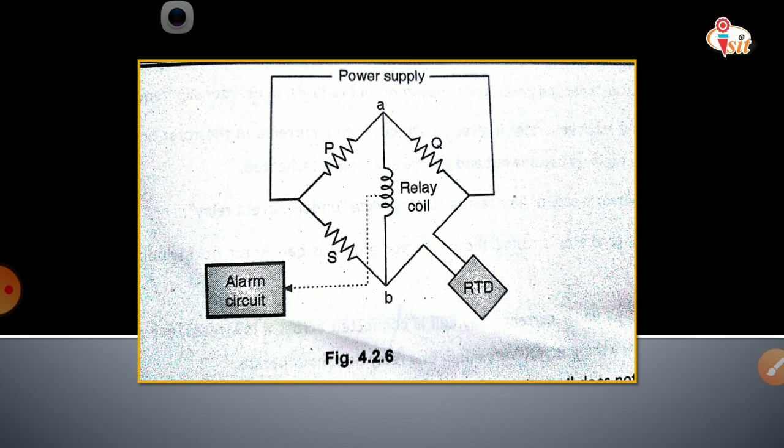When it becomes very dangerous or harmful, it will give signal to the circuit breaker for its operation. So simply we have to measure the inlet and outlet temperature. Now the second is by using the RTD, that is the resistance temperature detector.